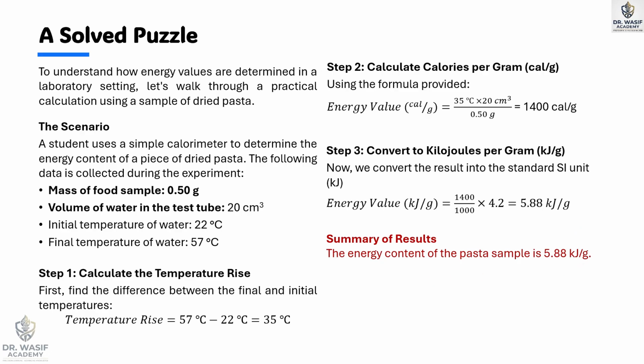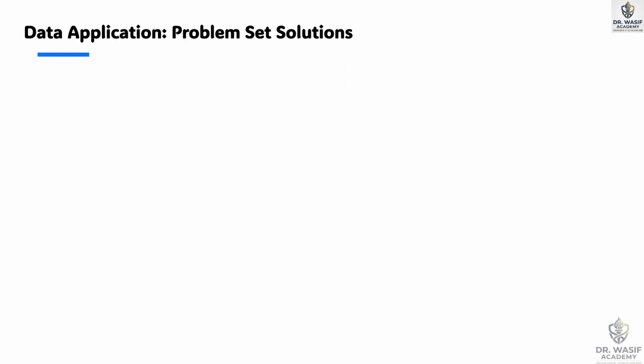So if you practice this exact three-step sequence, first find the temperature change, then calculate the baseline calories, and then convert to kilojoules, you will easily score full marks on any calculation questions which you will be asked.